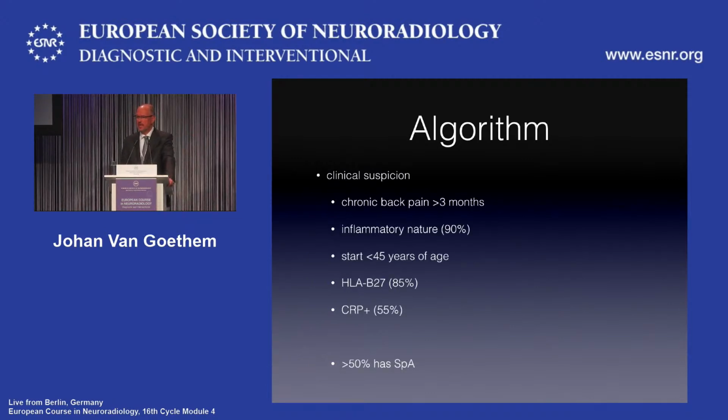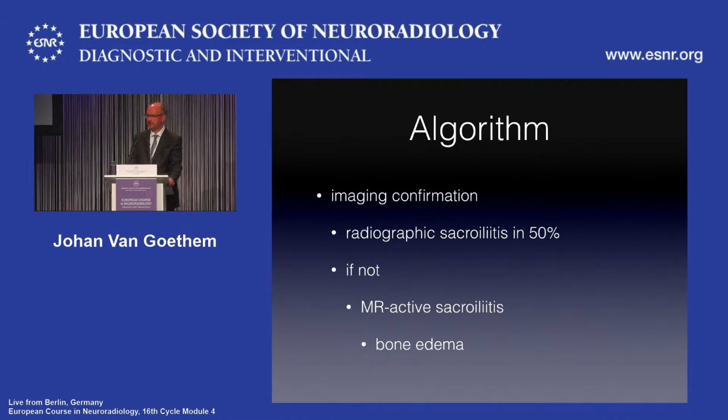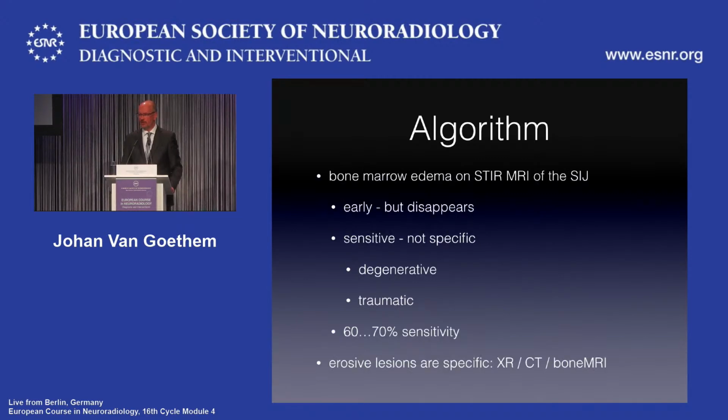spondyloarthropathy is made. Clinical suspicion is raised by chronic back pain, especially in young patients, inflammatory pain, so more in the morning, less in the evening, starting at a young age, HLA-B27 positive and positive inflammatory parameters. CRP is positive in more than half of these patients. If these are positive, then more than 50% of these patients will turn out to have SPA. In imaging, we look at radiographic sacroiliitis, so on plain films, it's seen in about 50% of patients. If not, you can go to MR, and we call that MR active sacroiliitis, where we look at bone edema.